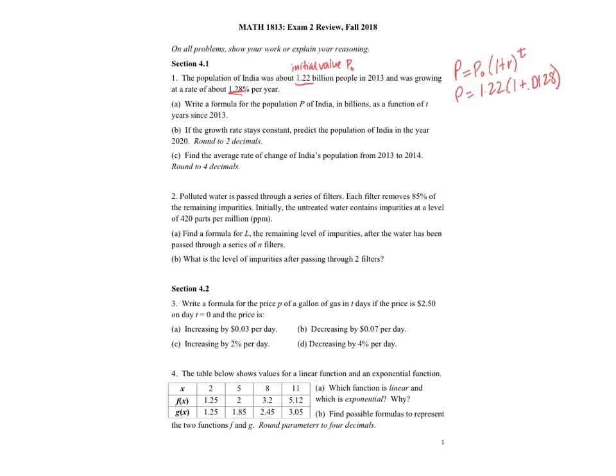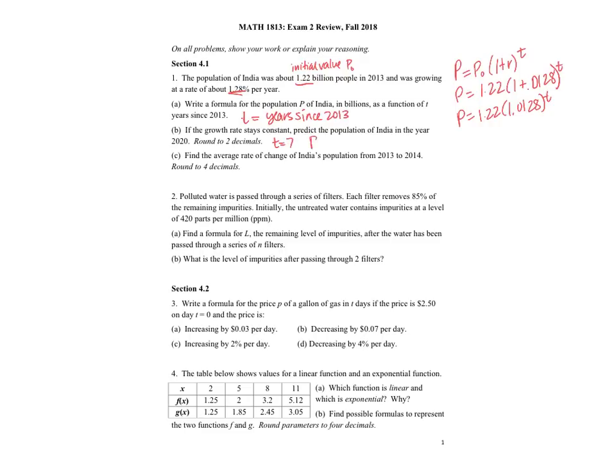0.0128 to the T. Or in other words, P equals 1.22 times 1.0128 to the T. Then part B says that if the growth rate stays constant, predict the population in the year 2020. So one thing you might notice is that T stands for the years since 2013. And so in the year 2020, that would be when T equals 7.